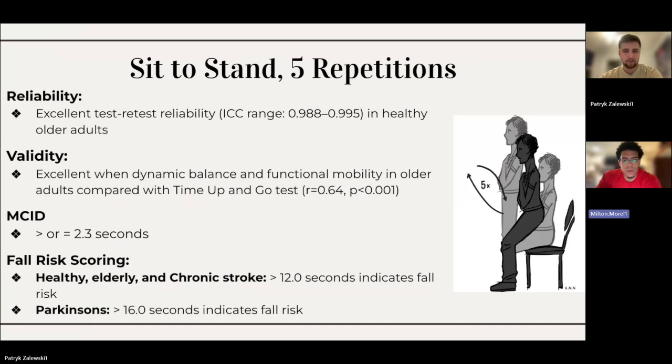And for the fall risk scoring, for healthy elderly, or even individuals with a CVA, anything greater than 12 seconds will indicate a higher fall risk. And for patients with Parkinson's, anything greater than 16 seconds will indicate a fall risk.